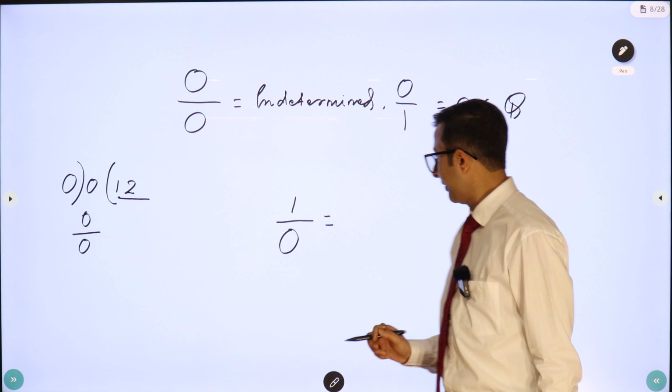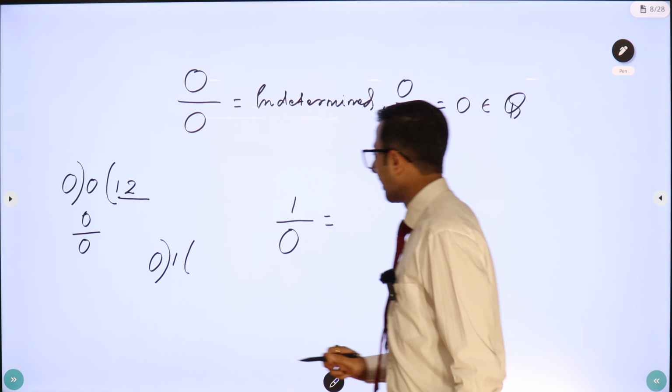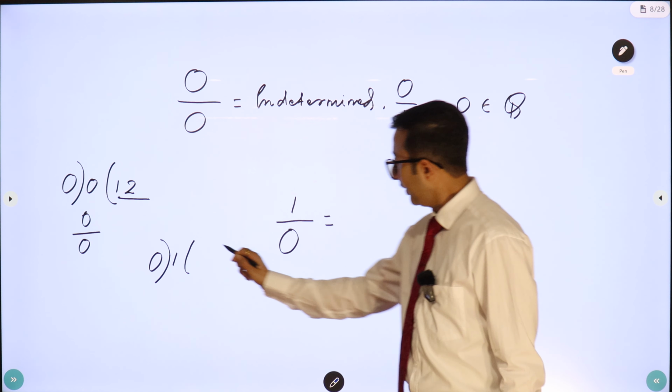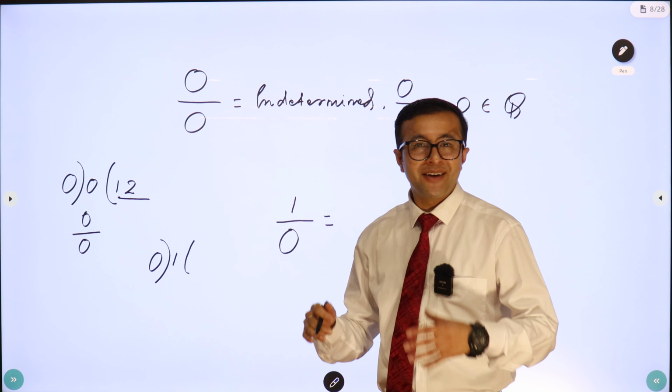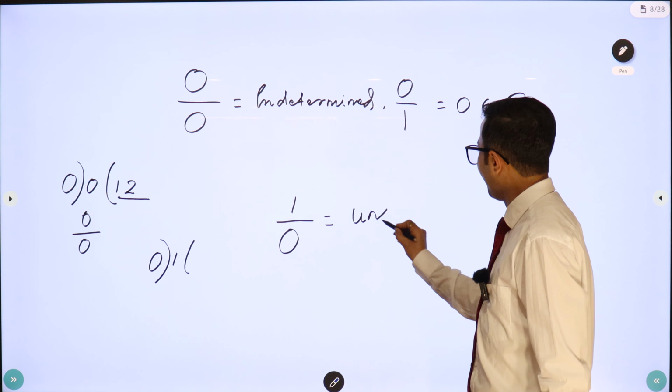Another is 1 divided by 0. If 0 divides 1, 0 how much are 1? We don't have any exact value. That's why this is undefined.